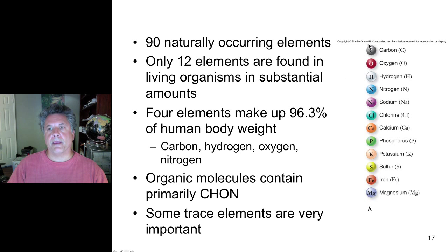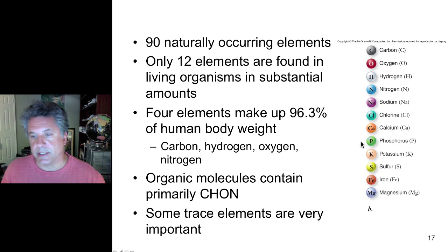And we can look at the common elements that are found in biological systems. Carbon, oxygen, hydrogen, and nitrogen make up 96.3% of, let's say, the human body weight. So carbon, oxygen, hydrogen, and nitrogen are the most common elements found in cells. And then there's a remainder number that are found at higher than trace levels: chlorine, calcium, phosphorus, potassium, sulfur, iron, and magnesium. Some of these trace elements are actually very important in various roles in biological systems, as we will see.